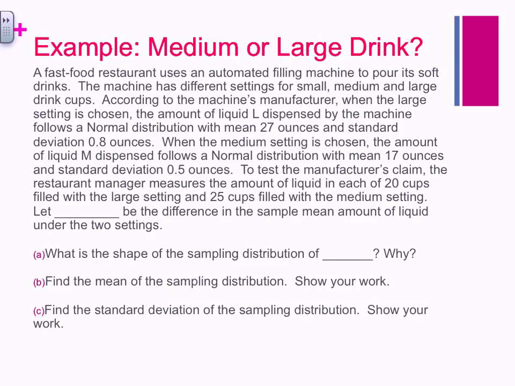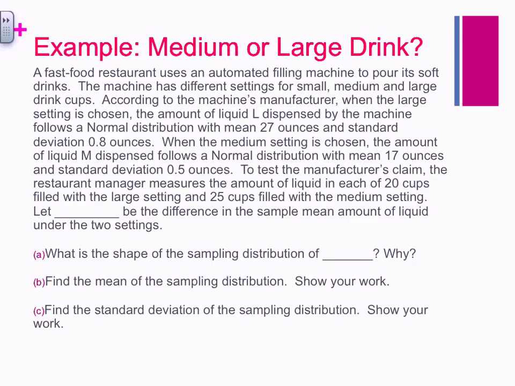So we're going to take a look real quick at this example and be done with this first video. A fast food restaurant uses an automated filling machine to pour its soft drinks. The machine has different settings for small, medium, and large drink cups. According to the manufacturer, when the large setting is chosen, the amount of liquid L dispensed follows a normal distribution with mean 27 ounces and standard deviation 0.8. When the medium setting is chosen, the amount of liquid M dispensed follows a normal distribution with mean 17 ounces and standard deviation 0.5 ounces.